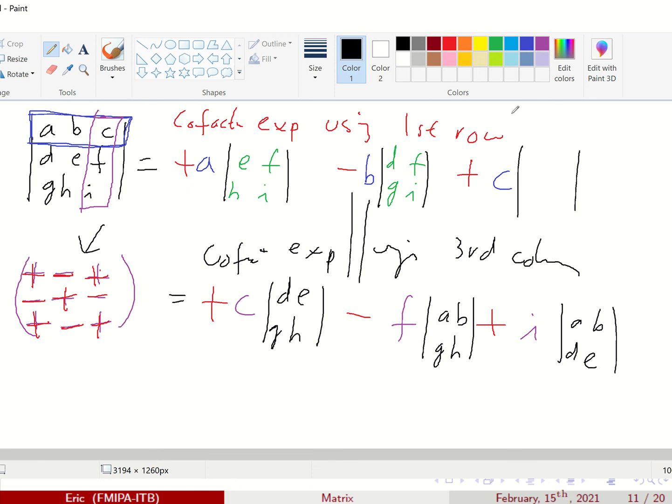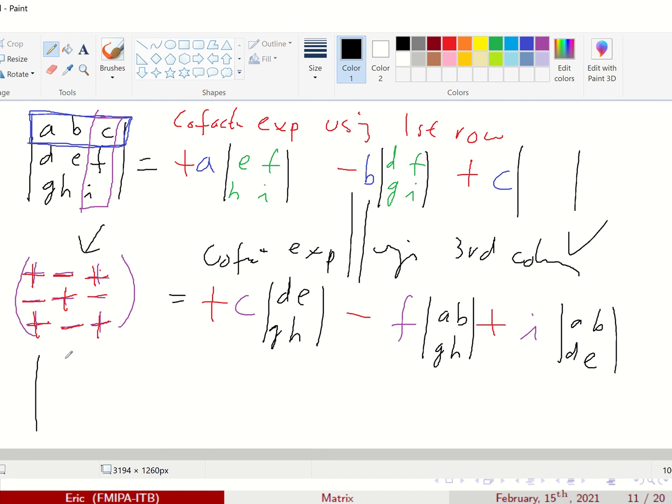Whether you are using the first row, the second row, the third row, the first column, the second column, or the third column, you will have the same determinant value. So you can choose whatever you like.